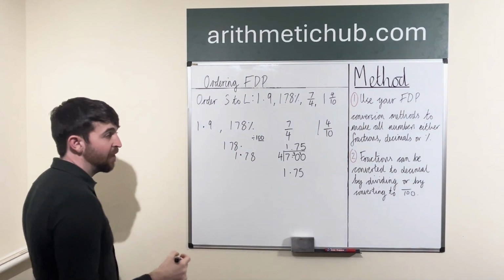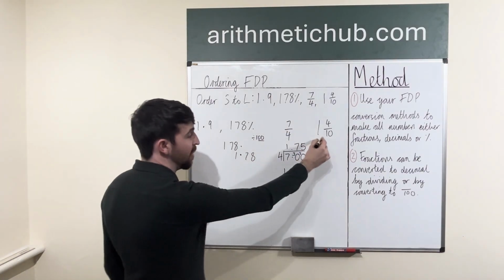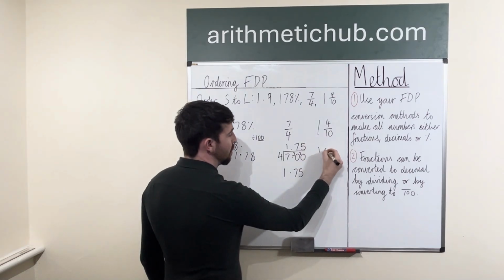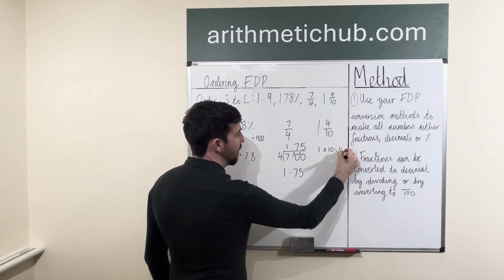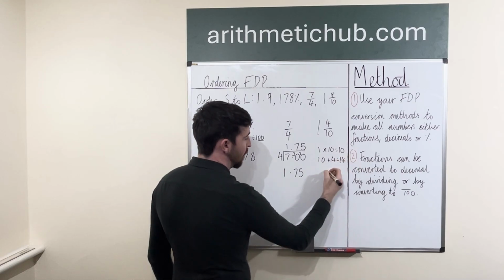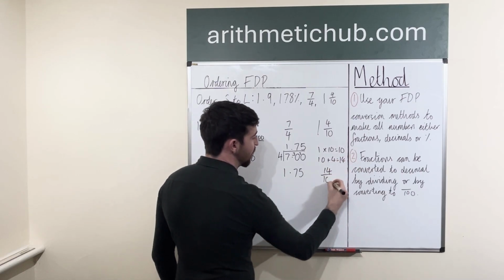So for this, the first thing I'm going to do is convert it from a mixed number into an improper fraction. 1 times 10 equals 10. 10 add 4 equals 14. So I've got 14 over 10.